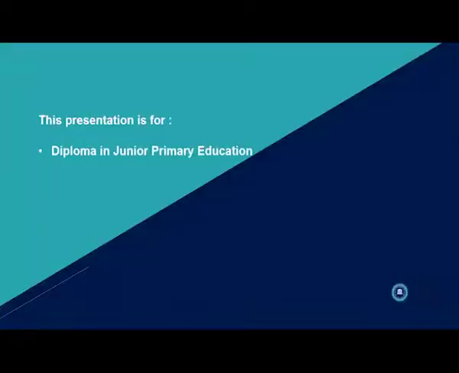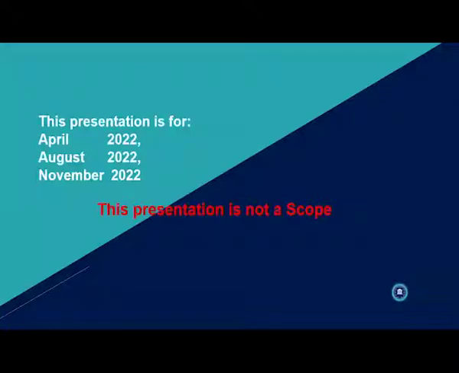Now, this presentation is for the Diploma in Junior Primary Education around EE31. This presentation is for the April 22, August 2022, as well as the November 22 examination. But please keep in mind that this presentation is not an examination scope. It is just a presentation to guide you towards the examinations per se.